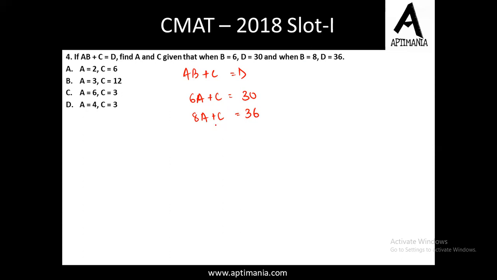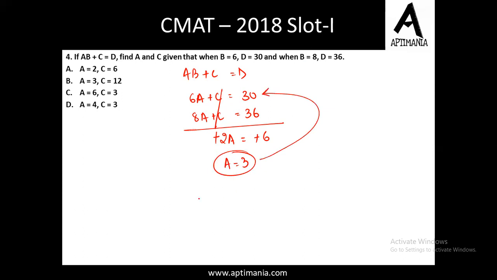In order to solve these two equations, we'll subtract the two equations. We'll have minus 2A equal to minus 6, because C and C will get cancelled out. So minus and minus cancel, 2A equal to 6, we'll have A equal to 3. Now putting the value of A equal to 3 in the first equation, we'll have 6 into 3 is 18 plus C equal to 30, so C equals 30 minus 18, that is 12. So the values of A and C are 3 and 12. So for question number 4, the correct answer is option B, A equal to 3 and C equal to 12.